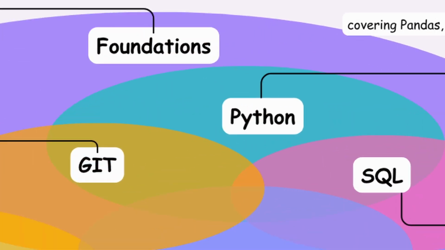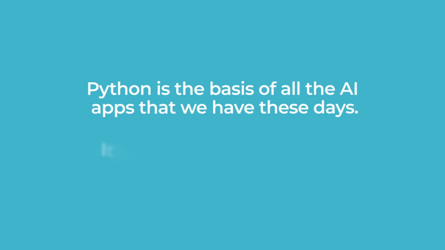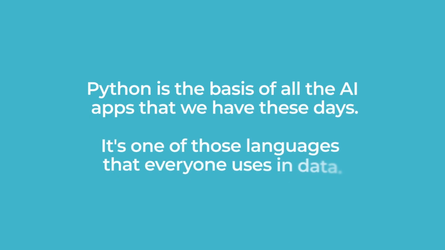Number 1 is Python. Python is the basis of all the AI apps that we have these days, and it's one of those languages that everyone uses in data. Yes, there is SQL, there is R, there are a few others that you can use as well, but Python is the most famous one, the most used, so why don't you start with it?